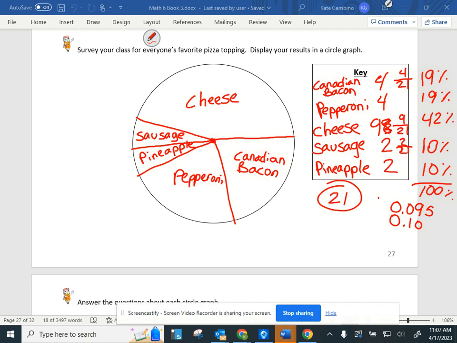So that's what our circle chart should look like. You need to make it logical. Cheese is almost half. So are we exact and perfect when we're freehanding it, drawing it? No, but it's going to make sense. 42% cheese is the biggest section of our numbers. Canadian bacon and pepperoni are half of that. Sausage and pineapple are both small sections. So it needs to make sense.